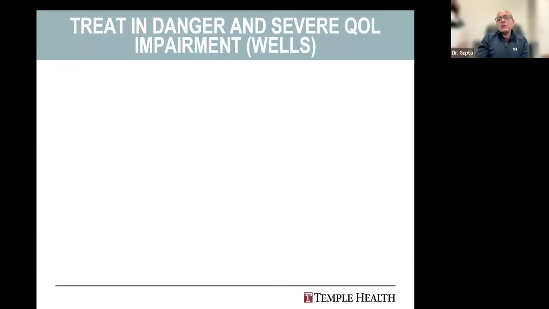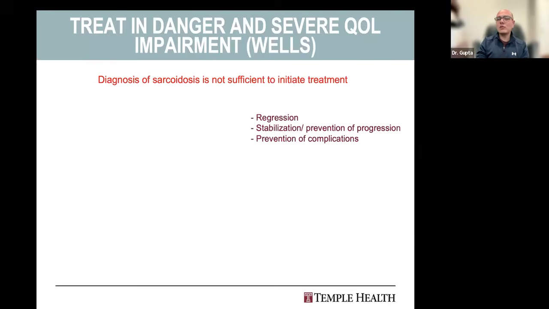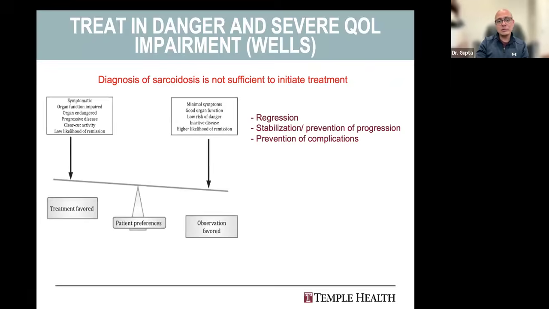Now, when do you treat? Treatment doesn't always come with the diagnosis of sarcoidosis. You don't say, okay, you have sarcoidosis, you need treatment. We need to make sure that we only treat if there is a significant quality of life or symptom burden, or if your life or organs are in danger. So that's when we treat. And the goals of treatment are to regress the disease, try to stabilize or prevent the complications or progression of the disease, and prevent the complications or treat the complications. Those are the treatment goals.